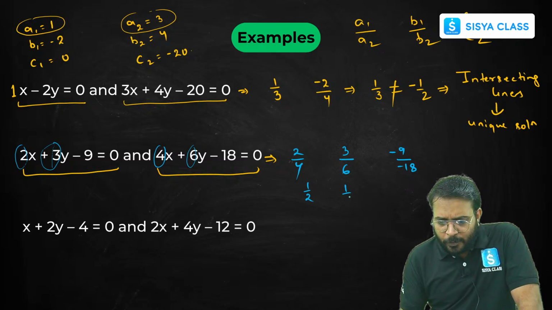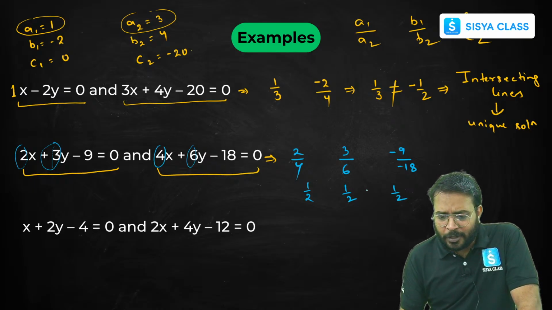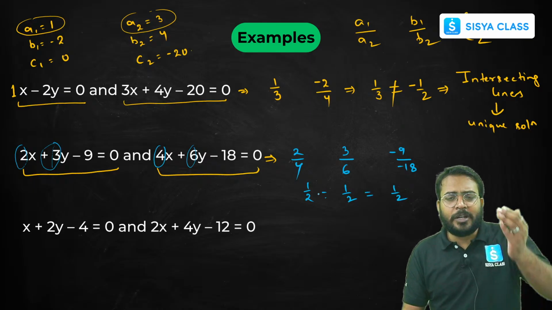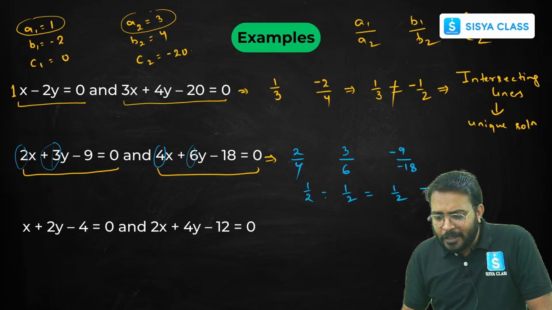3 by 6, it is 1 by 2. 9 by 18, it is going to be again 1 by 2. Yes or no? That means all the ratios, A1 by A2, B1 by B2, C1 by C2, all three are going to be the same.